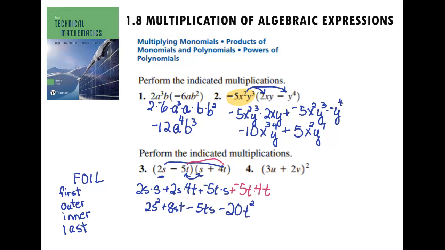Now, it might look like we're finished, but notice here, these two terms are like terms. Both of them have one t and one s. So we can combine those together, so we end up with 2s squared plus 3st minus 20t squared.